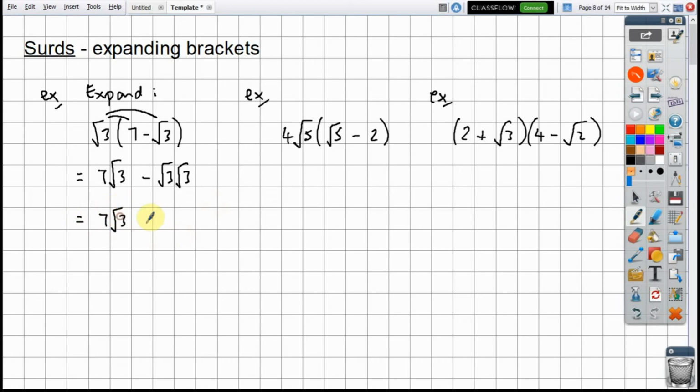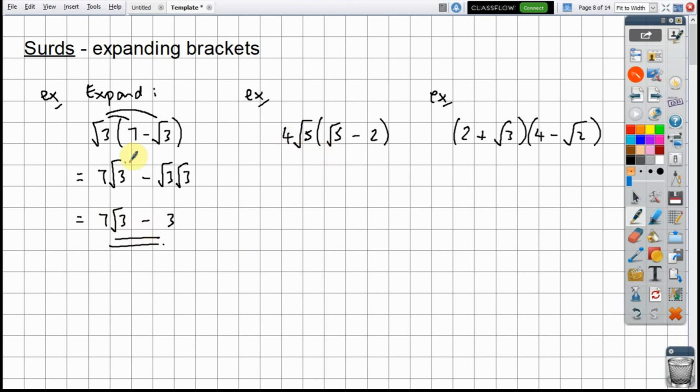7 root 3 minus, we've seen before, root 3 times root 3 is just 3. We can't do anything with this. If this had said 7 root 3 minus 3 root 3, then perhaps we could say 4 root 3. But as it is, that's as far as we go.